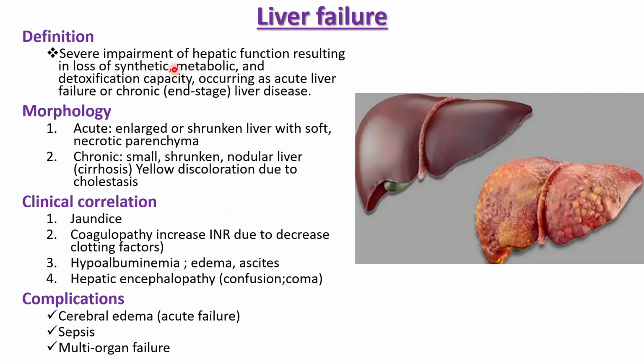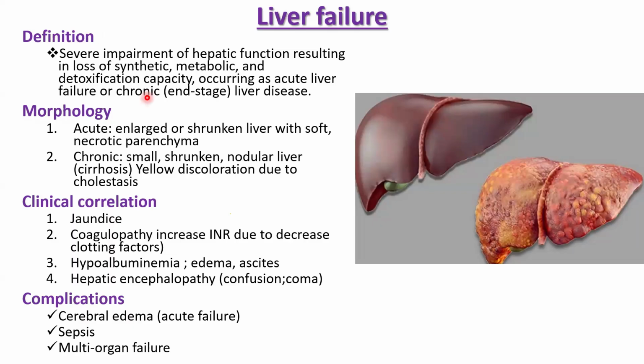This impairment is actually what we are talking about as liver failure. It can't carry out its functions. It can occur as acute liver failure over a short time, or as chronic liver failure, which is now called end-stage liver disease. So liver failure is a liver that has lost its functions.